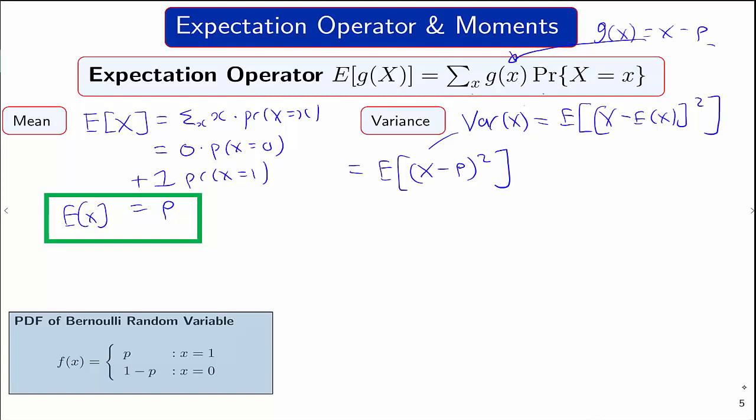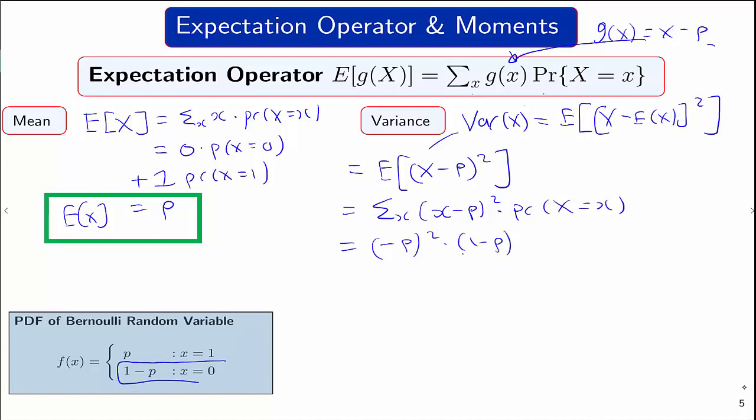We can plug it into the general definition and go from there. It's just equal to the sum over all values x takes of x minus p squared. Note little x is the different values x takes, capital X is the random variable. So we have little x minus p squared times the probability to observe that particular outcome, little x. And again, this simplifies because we have two possible outcomes. For x equals 0, we get minus p squared times 1 minus p, which is the probability x equals 0, plus for x equals 1, we get 1 minus p squared, and the probability that we observe x equals 1 is p.